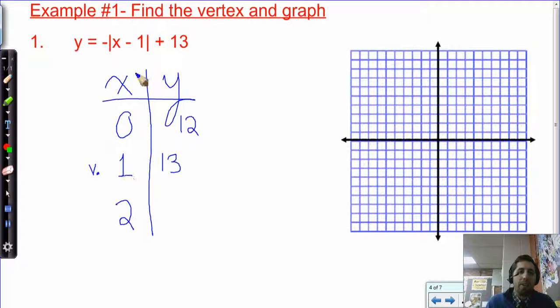And let's see about this. 2. 2 minus 1 is 1. The absolute value of 1 is 1. But the opposite of that is negative 1. Negative 1 plus 13 is, again, 12. Okay, so our vertex is at 1, 13.